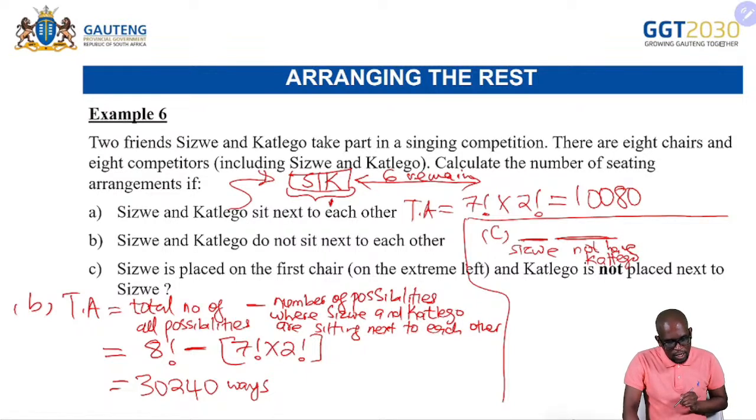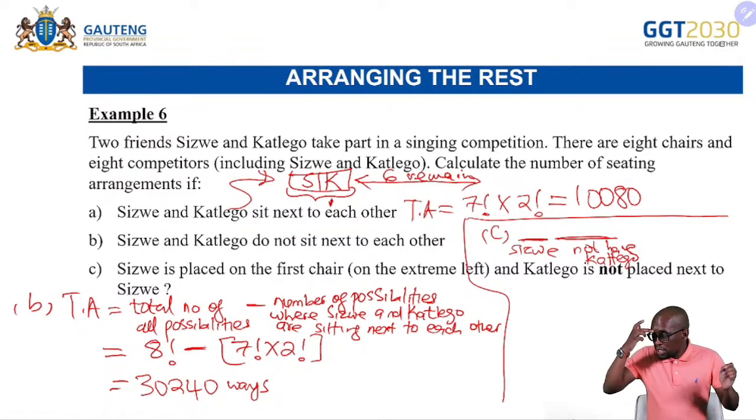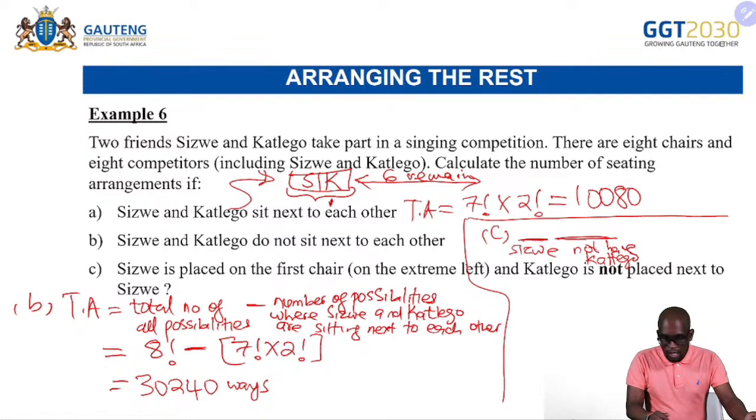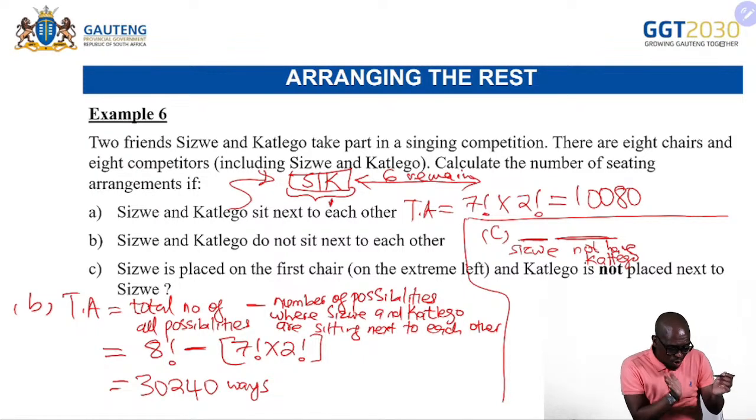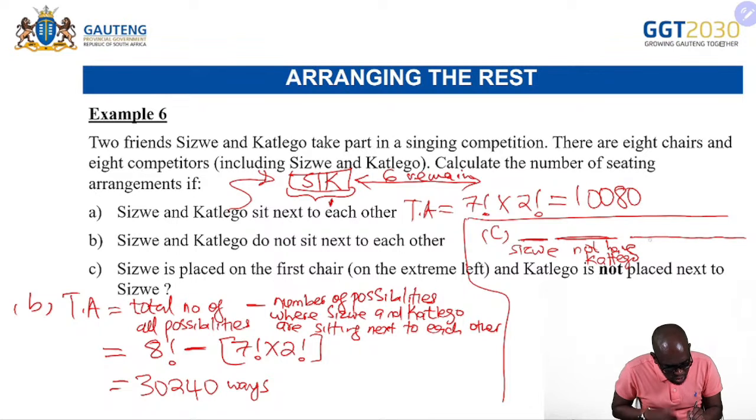Should not have Katlego there. So we need to work out those number of possibilities where we will not have Katlego in that particular position. So we would have Sizwe on the first position, not Katlego on the second position. So we will be interested in the options of not having Katlego in the second position. And then here we will deal with the remaining participants.